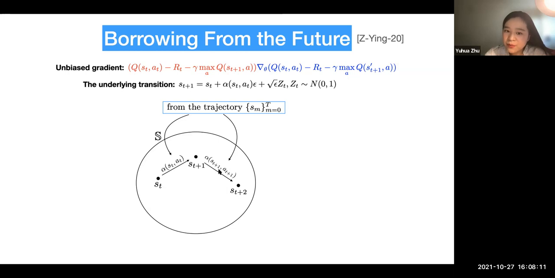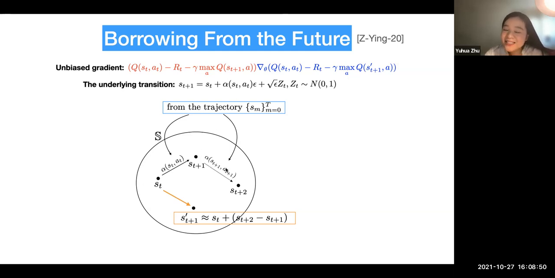And what we do is we borrow the future step to the current state and approximate the second sample by the current state plus the future step. Why is this going to be a good approximation? Because when alpha is a smooth function and the time step epsilon is small, this term is going to be very similar to this term. So that's why this is a good approximation when this drift term is smooth.